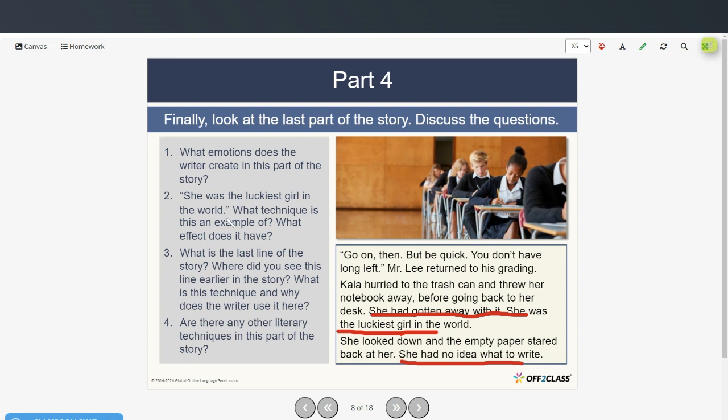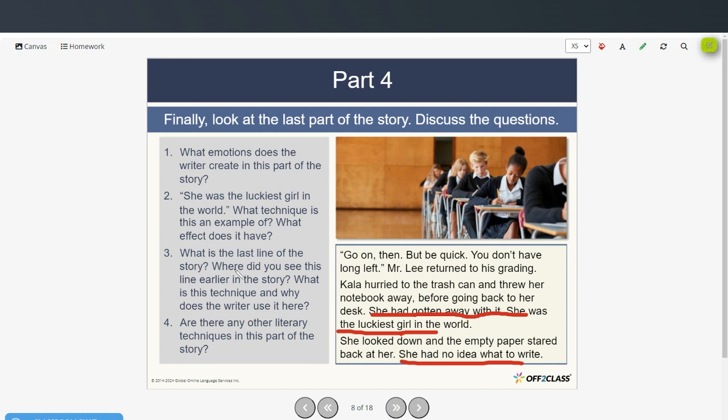And again, she was the luckiest girl in the world. I think that would be an example of hyperbole, sort of an exaggeration, but just shows that she feels extremely lucky about not getting caught. And it shows the reader that she feels a lot of relief about not having actually cheated.